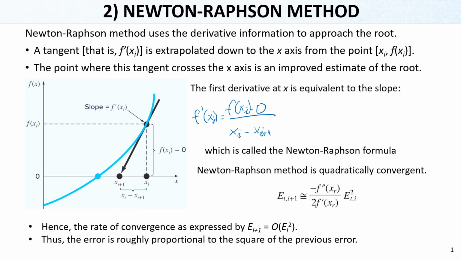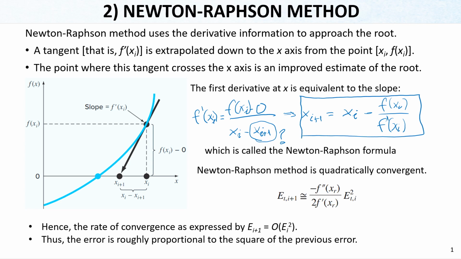And if we isolate xi plus 1, because we don't know this actually, then xi plus 1 is equivalent to xi minus f(xi) divided by f'(xi), the derivative. So this is the Newton-Raphson formula, and as you can see, this includes the derivative information here and the function information here and the initial point.